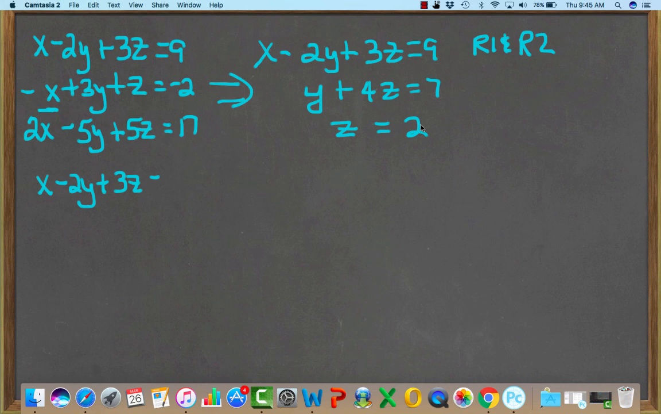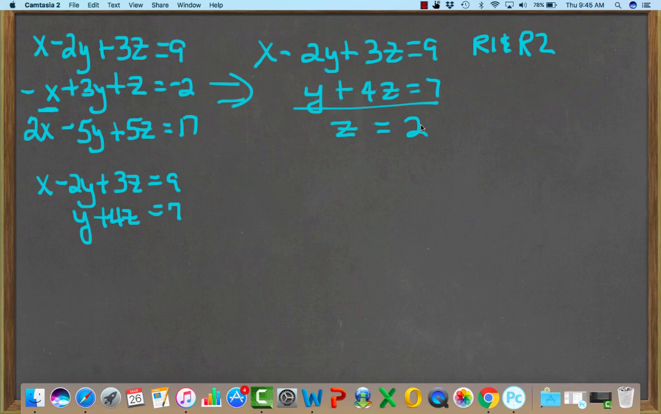Negative 2y and 3y will give me y. 3z and z will give me 4z. And then 9 and negative 2 will give me 7. And notice that right now, that's my second equation. So we've got the first and the second to be the correct equations.